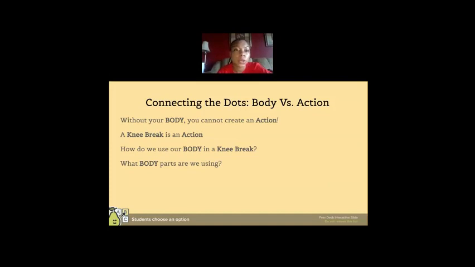So let's see who has the right answer. What body parts are we using? Right, we are using our arms and our legs to do knee break. So this is how you connect body versus action.